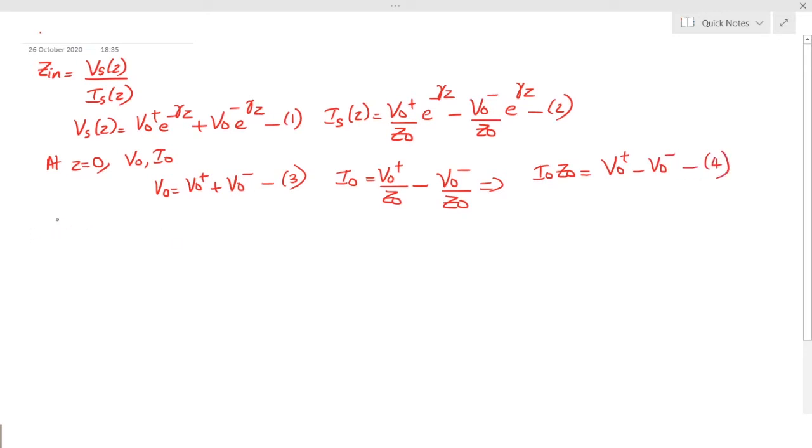Now we derive the voltage and current equations at Z equal to L. Again, at Z equal to L, the voltage is VL and the current is IL. Substituting in equations 1 and 2, you get VL equal to V0 plus e raised to minus gamma L plus V0 minus e raised to gamma L.